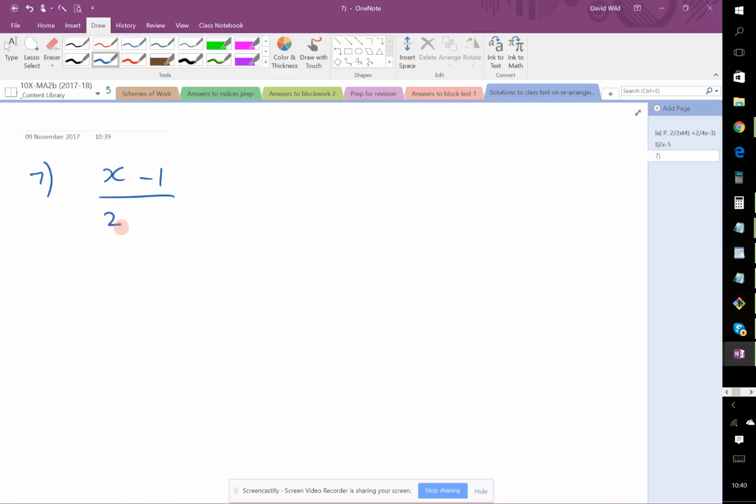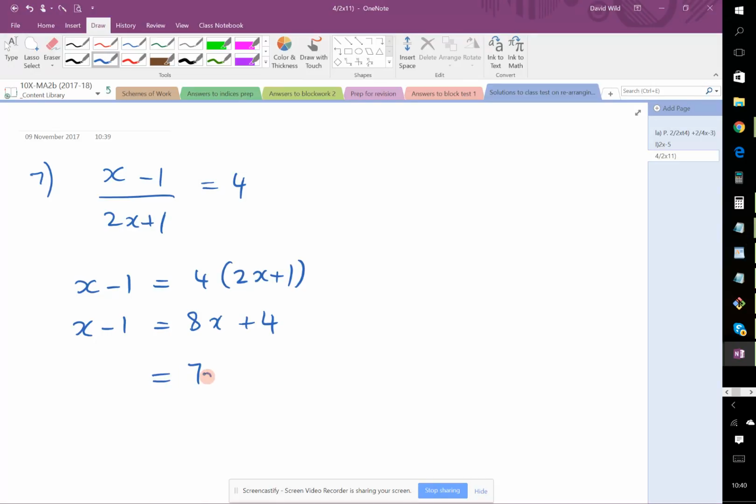(x minus 1) over (2x plus 1) is 4. Again, we've got a fraction. We want to get rid of the fractions by multiplying both sides by the denominator. So multiply both sides by this 2x plus 1. Okay? Now multiply out the brackets. Now get the x's together. So I'm going to subtract x from both sides. And I'm going to subtract 4 from both sides.